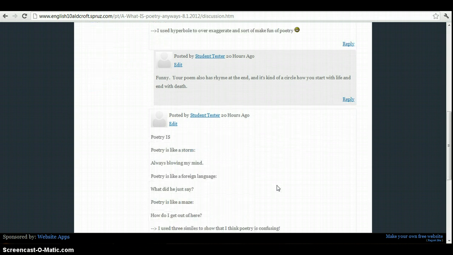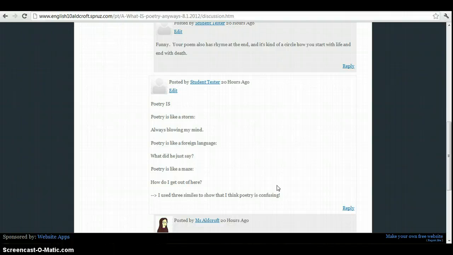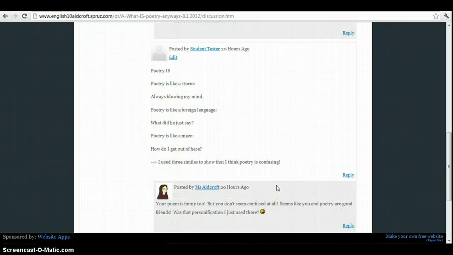And then student tester posted his own. It says, poetry is like a storm, always blowing my mind. Poetry is like a foreign language. What did he just say? Poetry is like a maze. How do I get out of here?